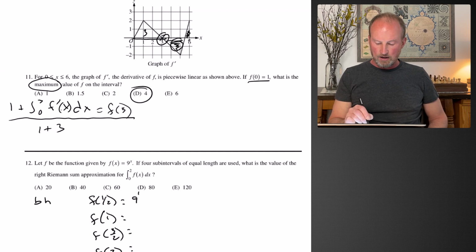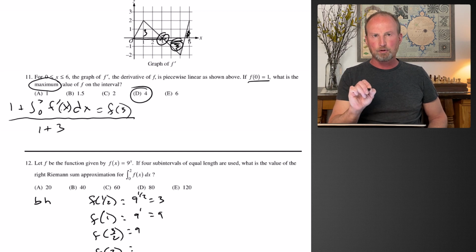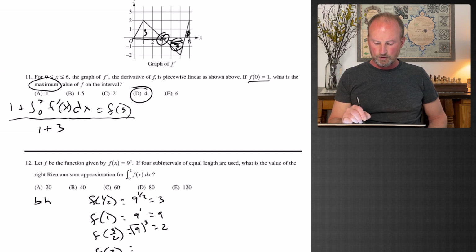So I have 9 raised to the 1/2, which equals 3. I have 9 raised to the first power, which is 9. I have 9 raised to the 3/2 power. Bottom number is the root, top number is the exponent. So this is the square root of 9 cubed, which is 27. And then 9 squared, which is 81. You should see the pattern as being multiplied by 3.